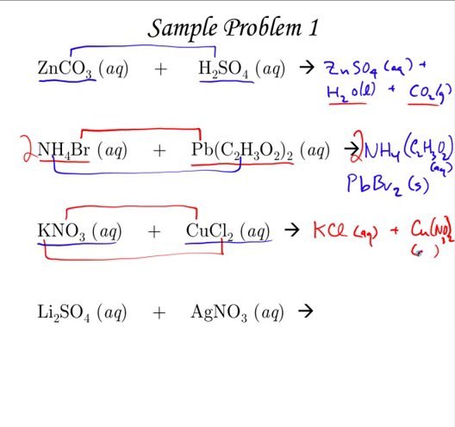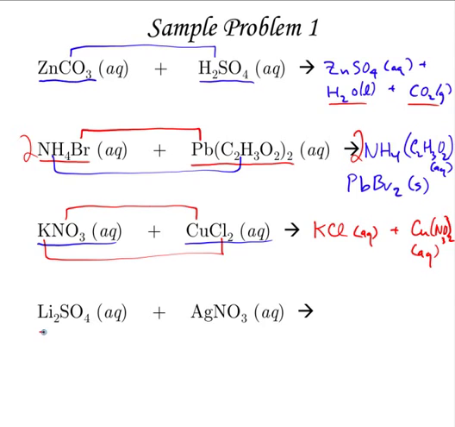And when you look up the table of solubility rules, that's also going to be aqueous, everybody. So this is an example of a double displacement reaction that forms no precipitate, which is not too uncommon. All right, final example of sample problem 1.